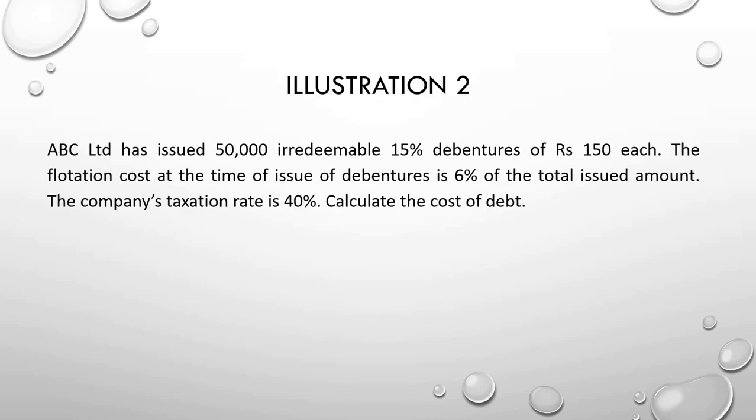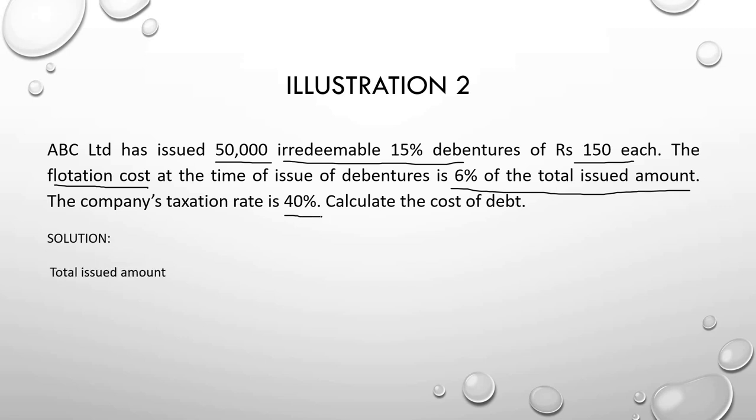Okay, let's move to the second illustration. The illustration says that ABC Limited has issued 50,000 irredeemable debentures of 15% of rupees 150 each. In this question you can see the floatation cost, that is the cost incurred at the time of issue of debentures, given to be 6% of the total issued amount. So whatever amount the company gets by issuing the debentures, we have to calculate 6% of that. And the company's tax rate is 40%. So you have to calculate the cost of debt.